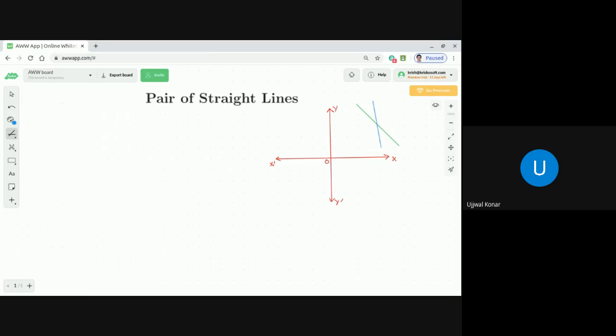Now we are dividing this discussion into two parts. In the first part, we'll discuss the pair of straight lines passing through origin. Today, we'll discuss the pair of straight lines passing through origin.